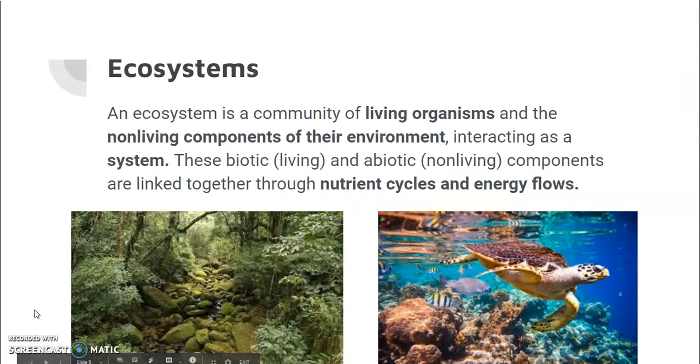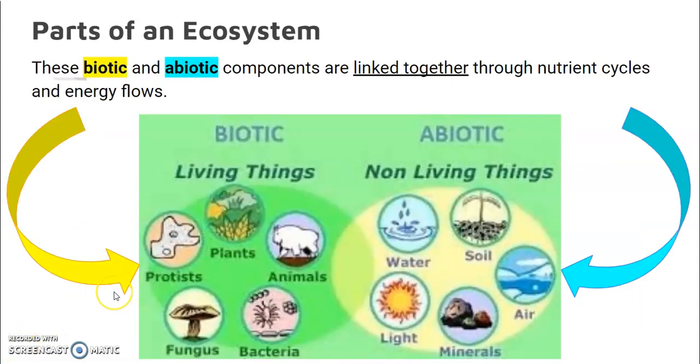You may have heard the word ecosystems before. An ecosystem is a community of living organisms and the non-living components of their environment interacting as a system. On the left, you can see one ecosystem found in a forest, and on the right, a very different ecosystem found in a marine or coral reef. The biotic and abiotic components are linked together through nutrient cycles and energy flows. You can't have one without the other.